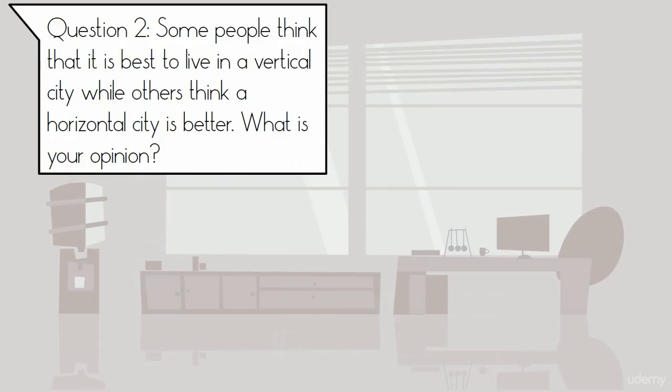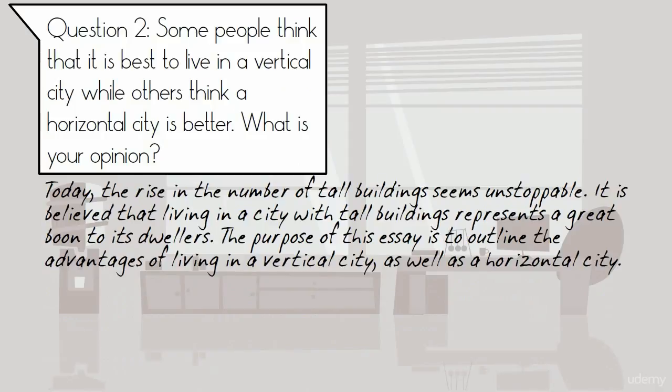An introduction can be: today the rise in the number of tall buildings seems unstoppable. This is the topic sentence. It is believed that living in a city with tall buildings represents a great boon to its dwellers. This is the specific information sentence. The purpose of this essay is to outline the advantages of living in a vertical city as well as a horizontal city. This is a thesis statement.